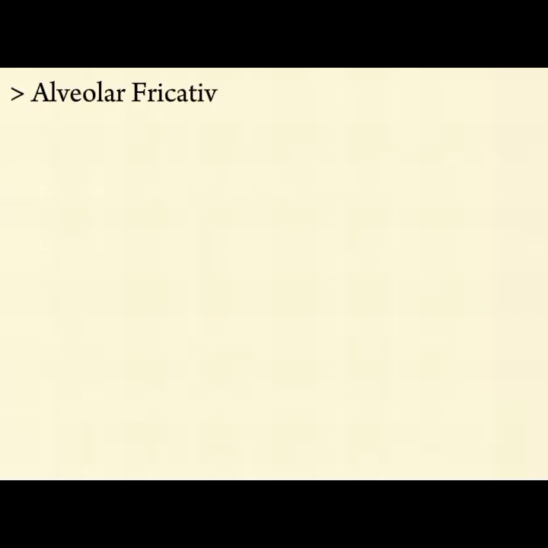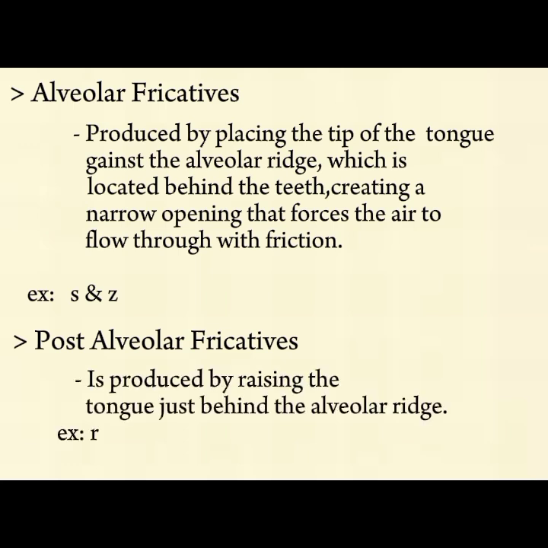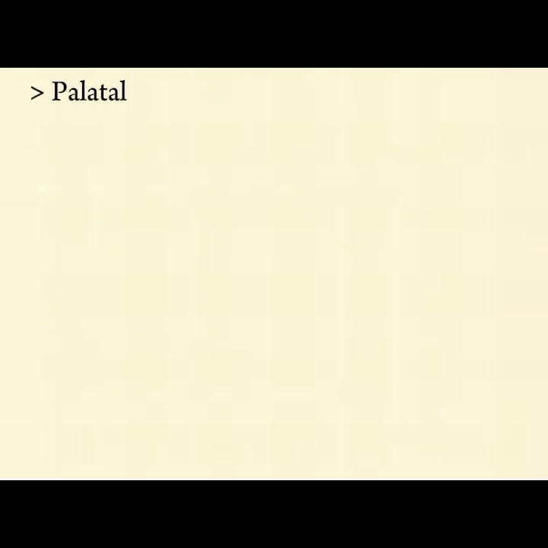Next, you have the alveolar fricatives. Alveolar fricatives are produced by placing the tip of the tongue against the alveolar ridge, which is located behind the teeth, creating a narrow opening that forces the air to flow through with friction. For example, S and Z. Next, we have the post-alveolar fricatives. Post-alveolar fricatives are produced by raising the tongue just behind the alveolar ridge. For example, R.